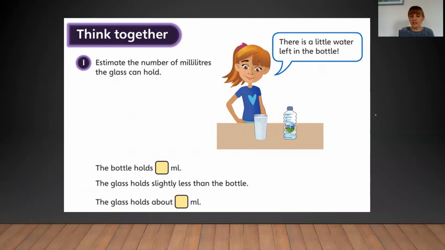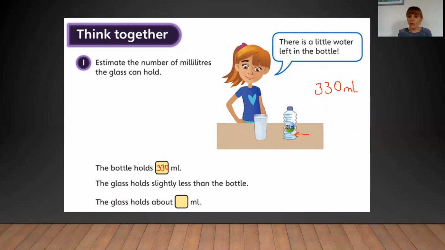So she has taken the bottle of water and she's poured it into the glass. Can you see the water is in here? And she's saying there's a little bit left in the bottle. And you can see just here, about there, look, there's some water left in the bottle. Now, it says on the side, you might not be able to read it, that the water bottle holds 330 millilitres. So down here, we can write the bottle holds 330 millilitres.